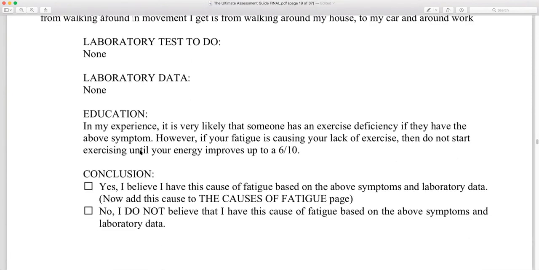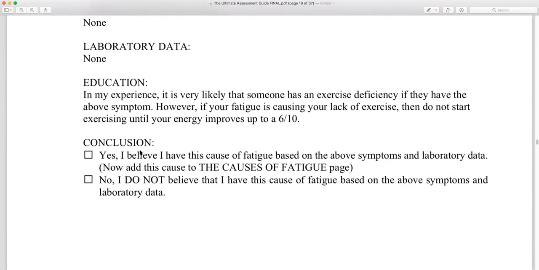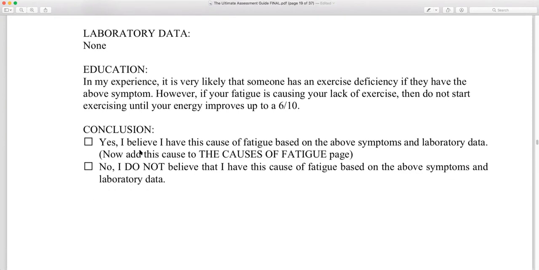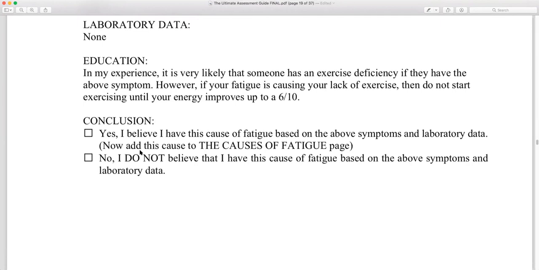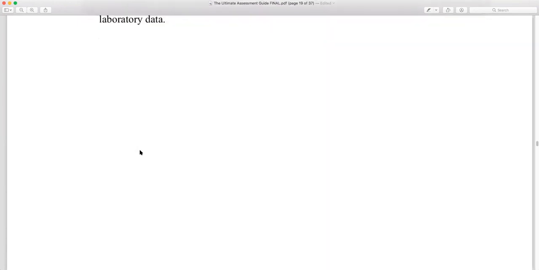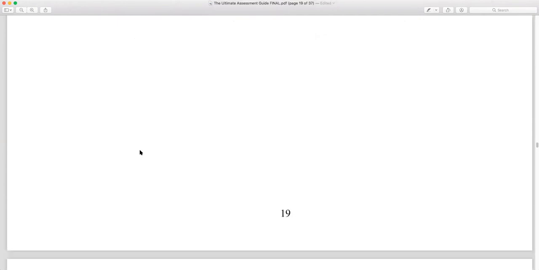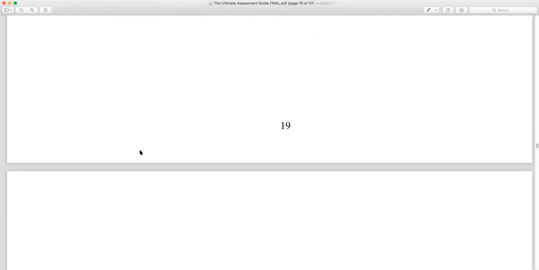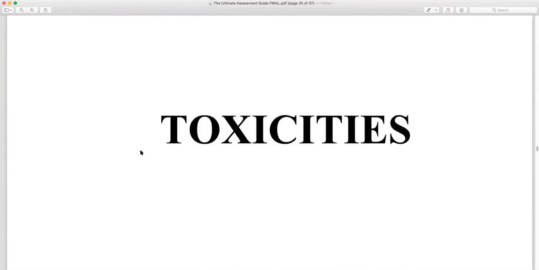Once again, mark it yes or no with the caveat that if you've got fatigue, this isn't going to be something you're going to want to work on right now. And then if it's a yes, add it to page 2. Okay, so in the next video, we're going to talk about toxicities.